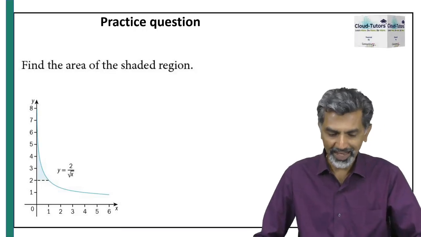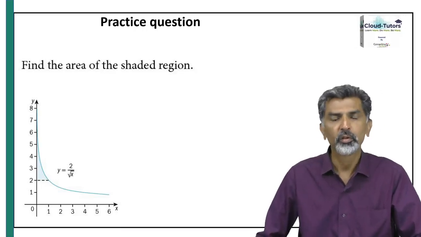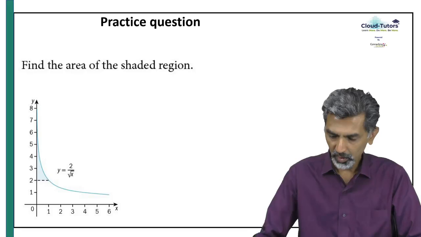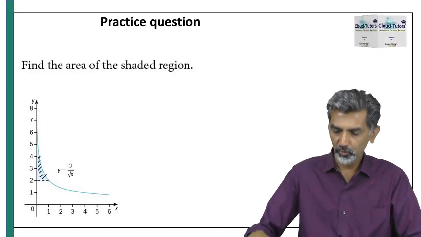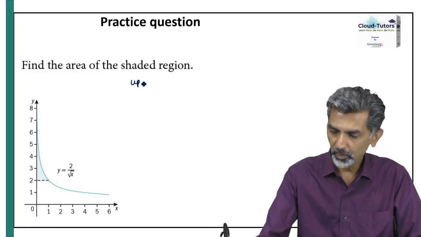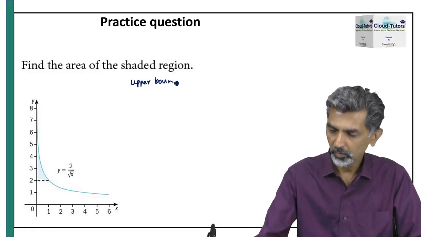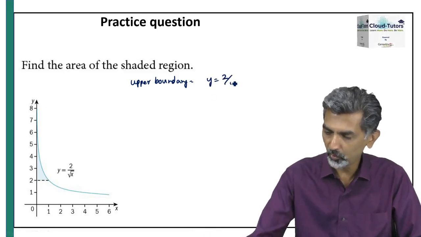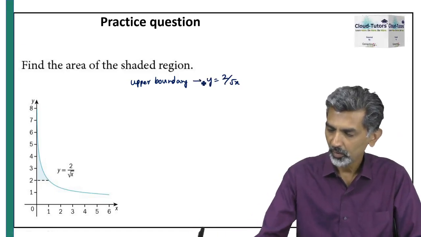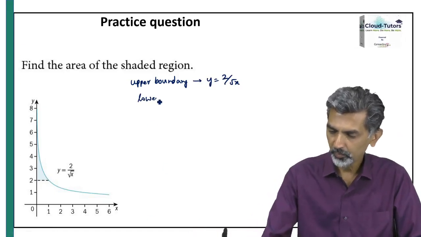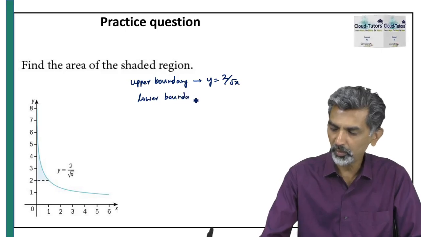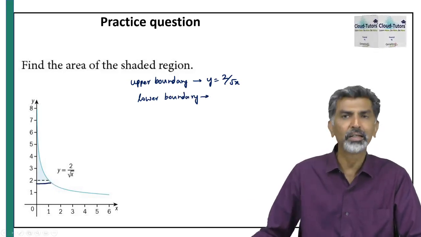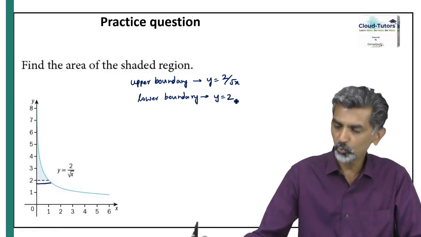So let's start calculating the areas of some of these shaded regions. Find the area of this shaded region. Now this is the shaded region here, and so the upper boundary is the function y is equal to 2 divided by root x, and the lower boundary, pause the video here and think about what the lower boundary is. The lower boundary is this line, the horizontal line, which is y is equal to 2.